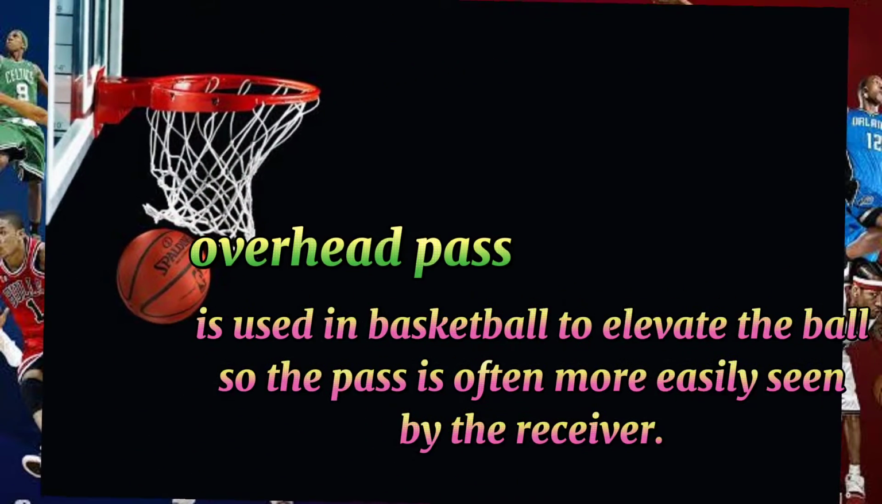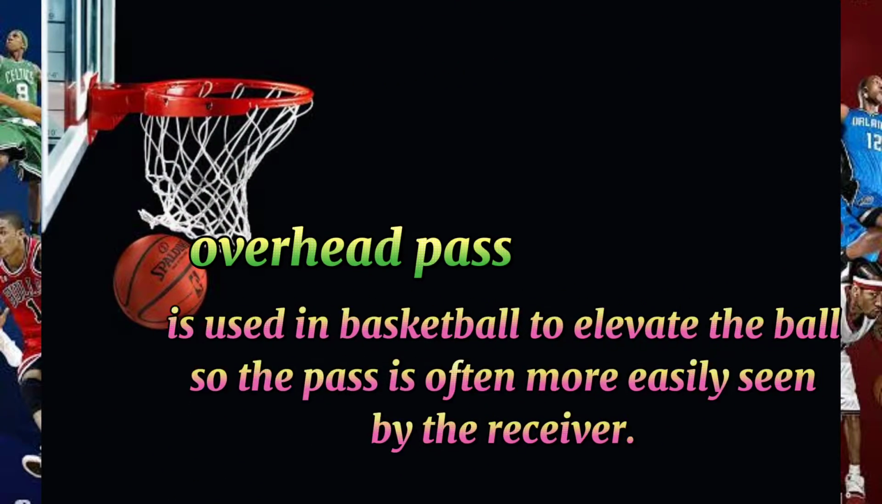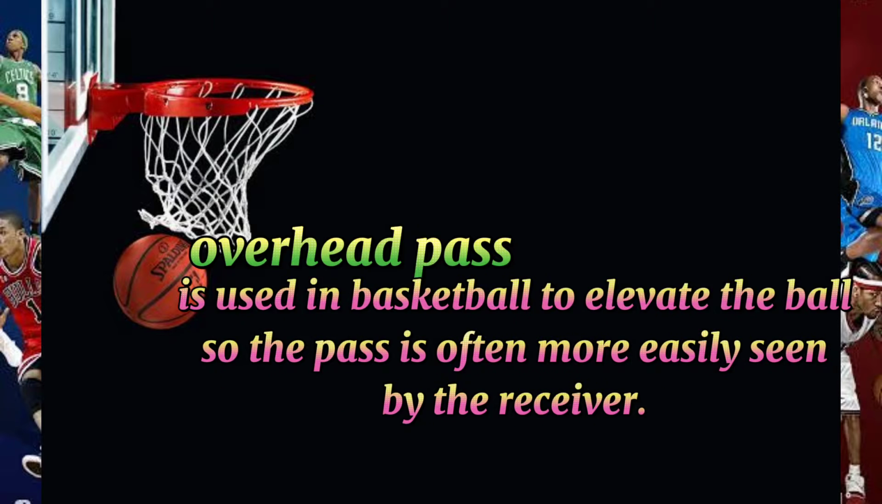Overhead pass is used to elevate the ball, so the pass is often more easily seen by the receiver. Additionally, overhead passes provide a different angle for the ball to travel, and so it is ideal in situations like passing over defenders, skip passing, and passing into the post.